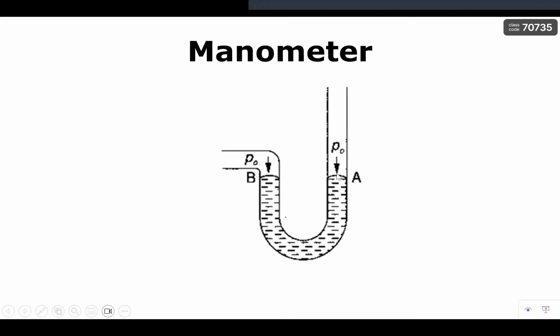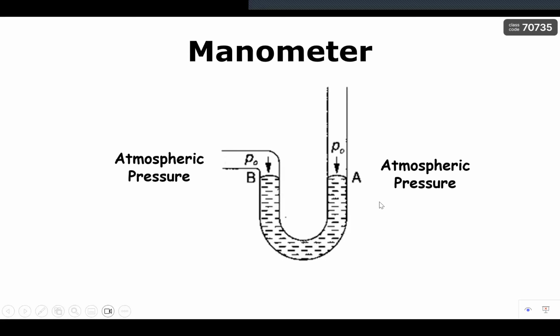So the liquid level will flow until they are of equal height or equal depth. So we say that the pressure at A is equal to the pressure at B, which is equal to the atmospheric pressure. And therefore, the liquid level at A will be equal to the liquid level at B. They will be of the same height.